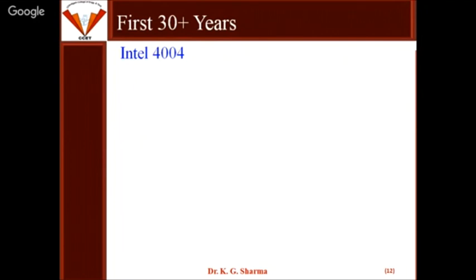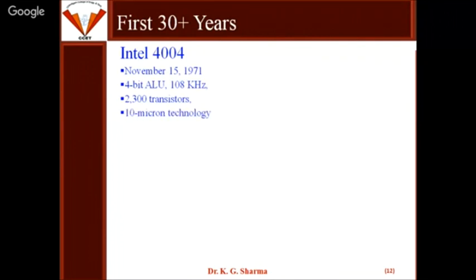So if we try to find out what happened in the first 30 years after the advent of the first microprocessor, the Intel 4004, in the year 1971, November 15, it had a 4-bit ALU and operated at a frequency of 108 kilohertz. It had around 2300 transistors, and it was using 10 micron technology.